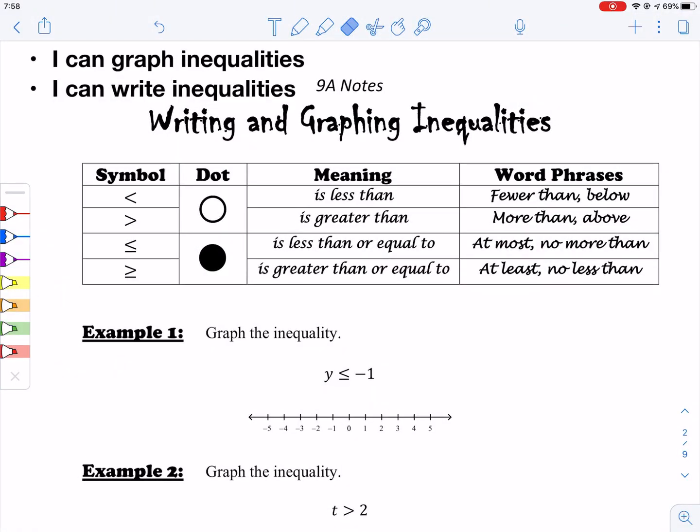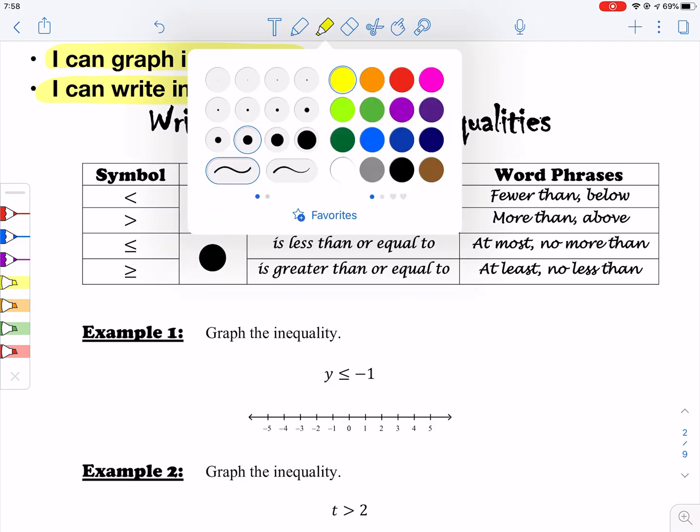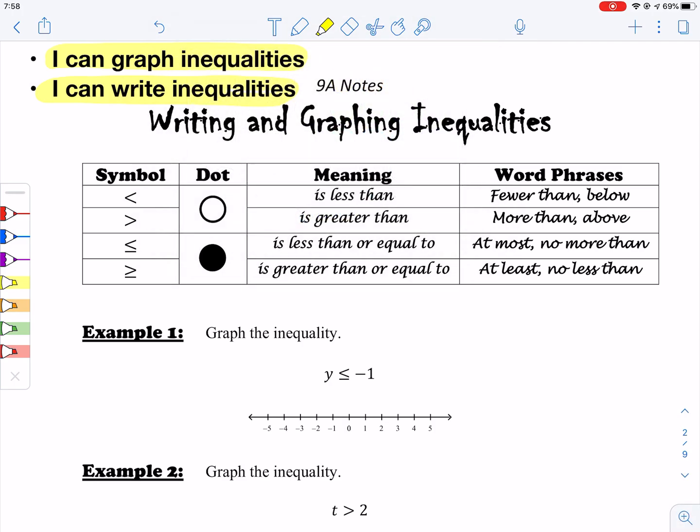So today you're going to learn how to graph inequalities and then how to write inequalities given graphs or given real world situations. Our biggest difference between inequalities and equations: we just got done talking about equations, now we're getting into inequalities. Inequalities are similar to equations, but instead of using an equal sign, it's going to use a less than sign, or a greater than sign, or less than or equal to, or greater than or equal to.